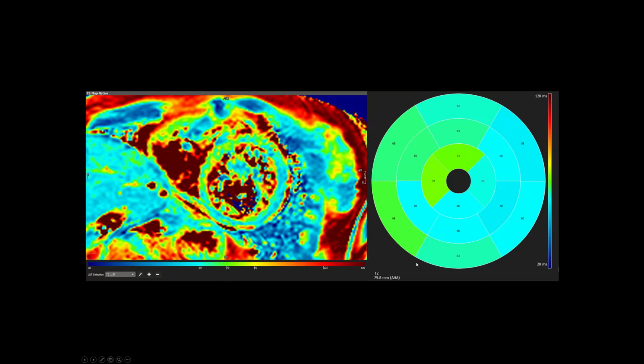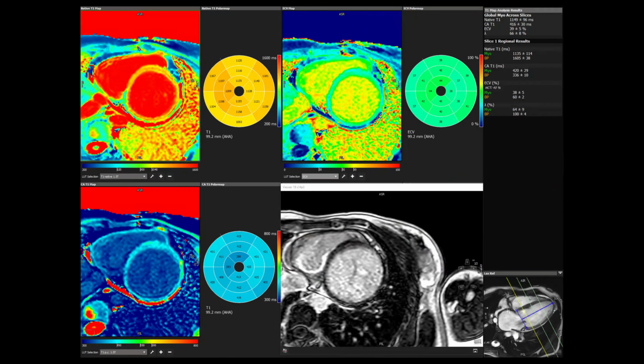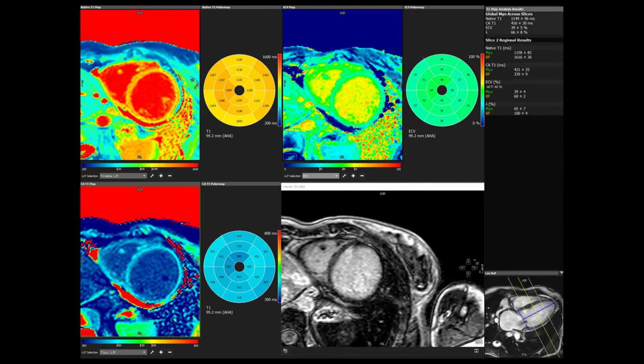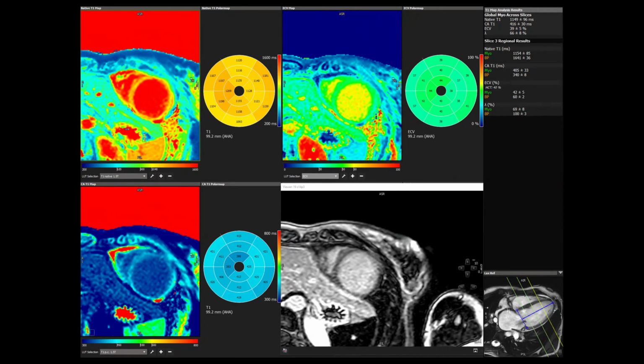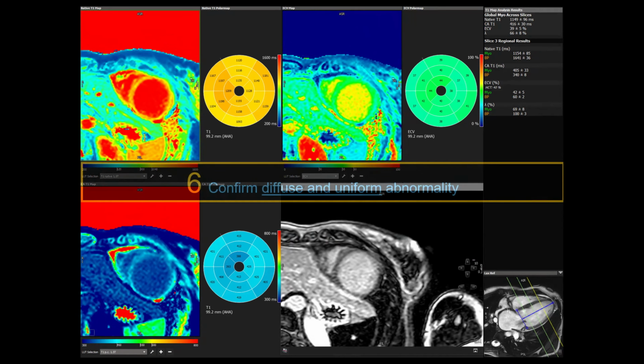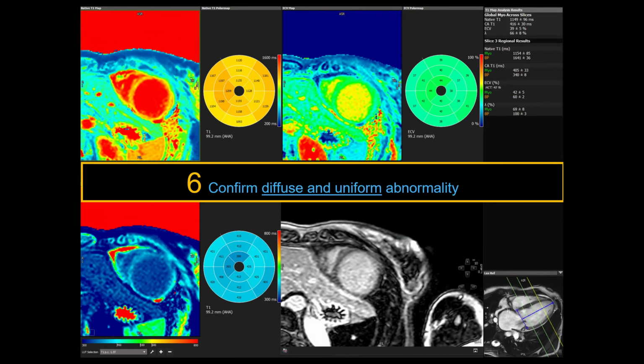Here, fortunately, we have T2 mapping, and as you can see, there's widespread edema with a septal to lateral gradient. And there's diffuse abnormality on T1 and ECV. And so with tissue mapping, you're able to confirm diffuse and uniform abnormalities.